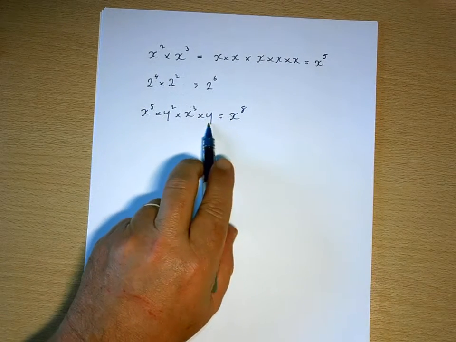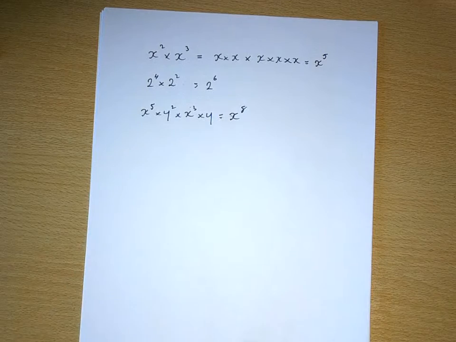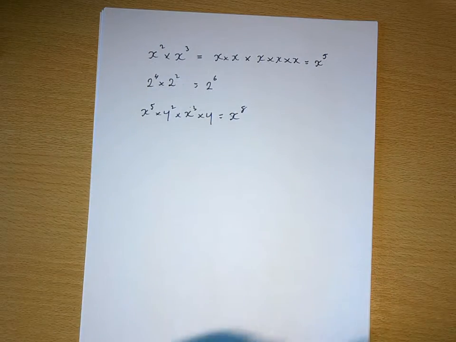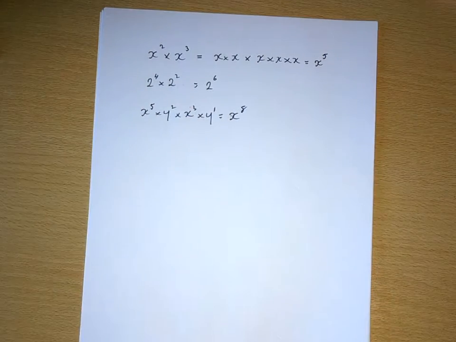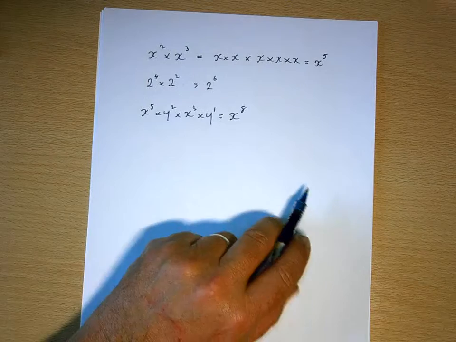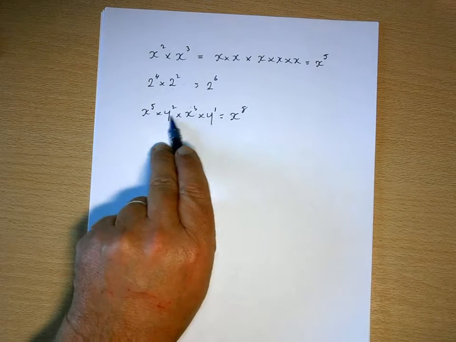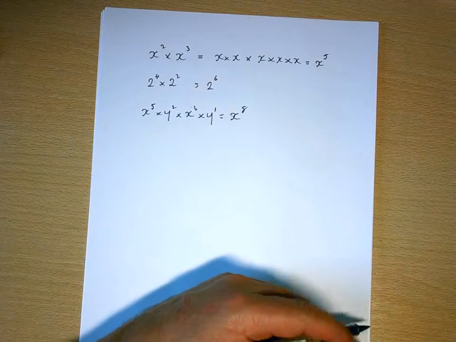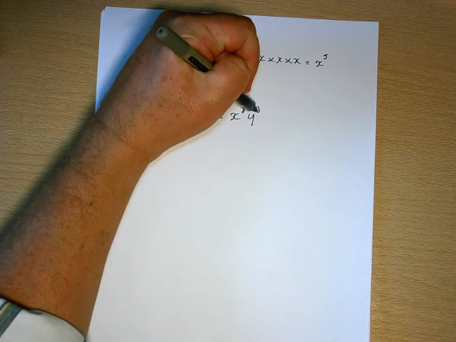And an important thing to note is that if there isn't a power above the letter or the number, then in fact there is a number there, which is the number 1. We don't bother writing it in. It's not a 0, it's the power of 1. So the y term will be y to the power of 2 plus 1 is 3.